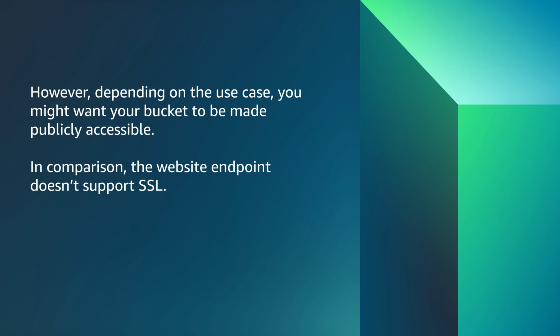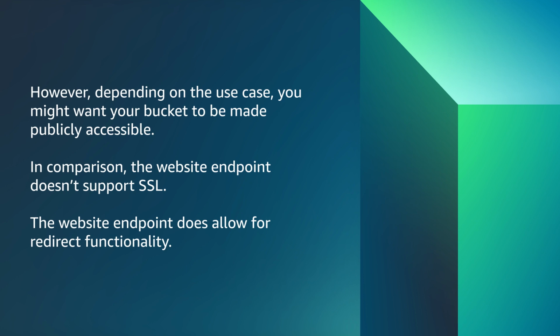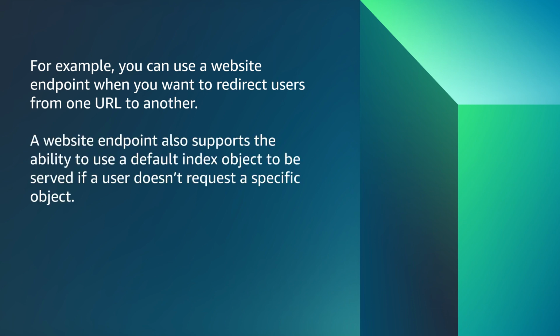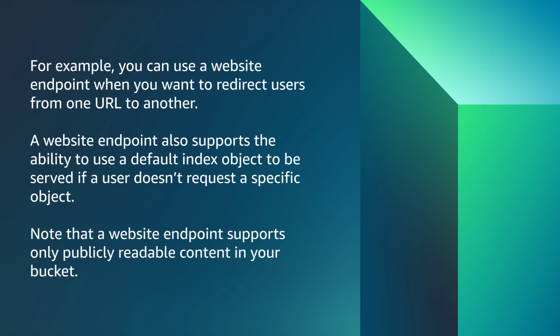In comparison, the website endpoint doesn't support SSL. The website endpoint does allow for redirect functionality. For example, you can use a website endpoint when you want to redirect users from one URL to another. A website endpoint also supports the ability to use a default index object to be served if a user doesn't request a specific object. Note that a website endpoint supports only publicly readable content in your bucket.